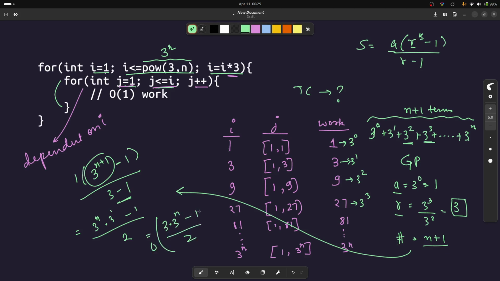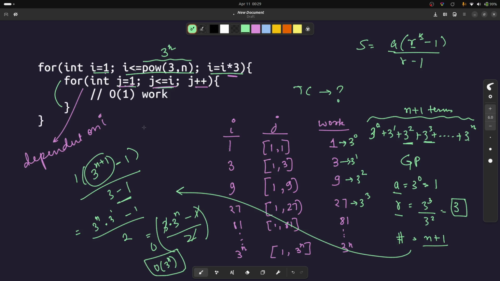Now putting inside big O notation, ignore constants everywhere, and we are left with big O of 3 to the power n. And this is the answer to this particular iterative problem. So the answer is not n log n.